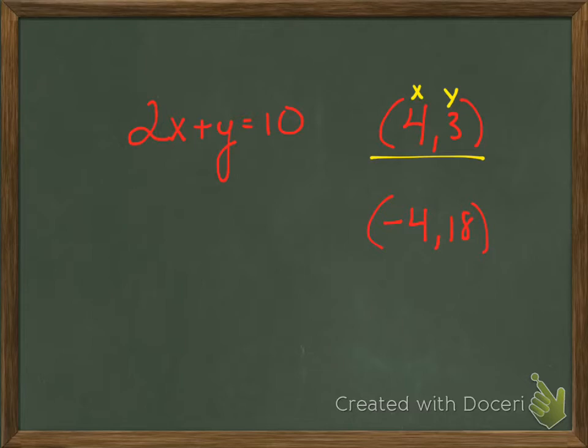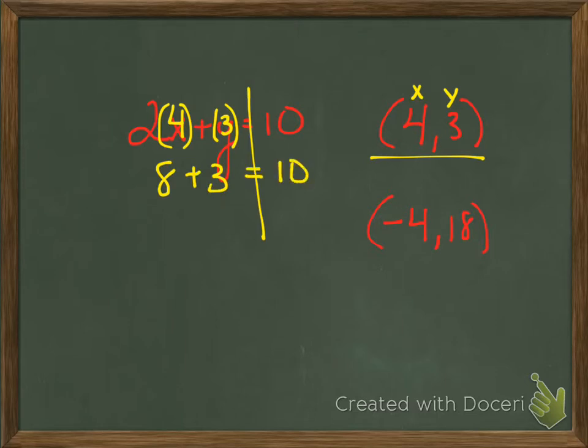Now, if x, in this case, is 4, then that would be a 4 there. And in this case, if y is a 3, this would be a 3. Now, what we have to do is evaluate this equation and see if the sides are equal. That would mean that this is a point that lies on this line. If it is not equal, then we will know it is not. So, let's figure out if it is or if it isn't. 2 times 4 is 8. Plus 3, oh, that's not looking good. 8 plus 3 is 11, and 11 is not equal to 10. So what that means is this ordered pair does not fall on the line of 2x plus y equals 10.